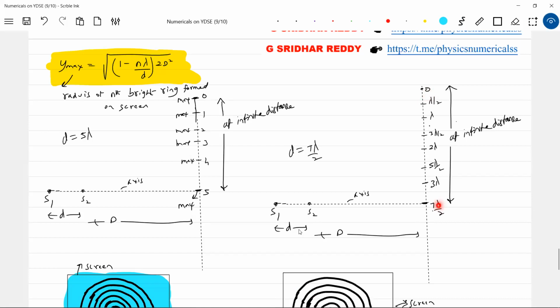Now count it. This is a maxima, this is a minima, maxima, minima, alternate. Here also the same thing. Minima, I didn't show it. So here you can put it like this. This is a minima. Dark band, minima means dark band here. So this is the minima.